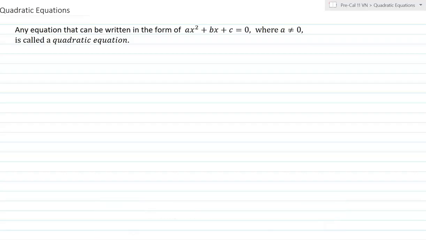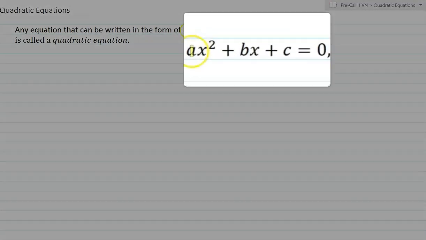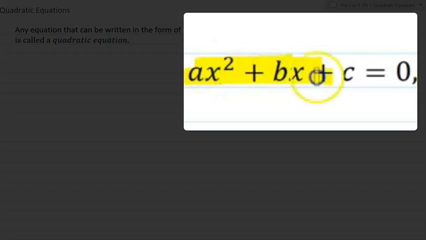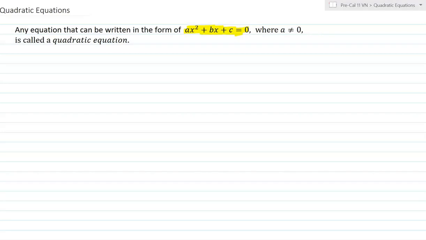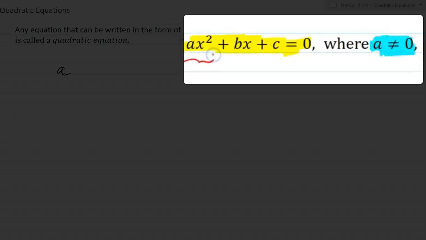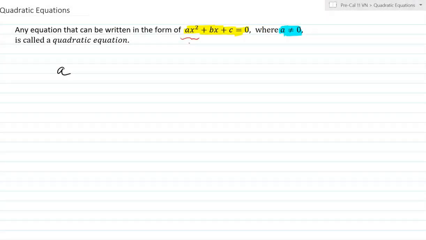First thing is that any equation that is written in the form of ax squared plus bx plus c equals 0 is called a quadratic equation. It's really important to note a couple of things. One is that the coefficient of the quadratic term, that means the term that has the x squared, that coefficient a cannot be 0.